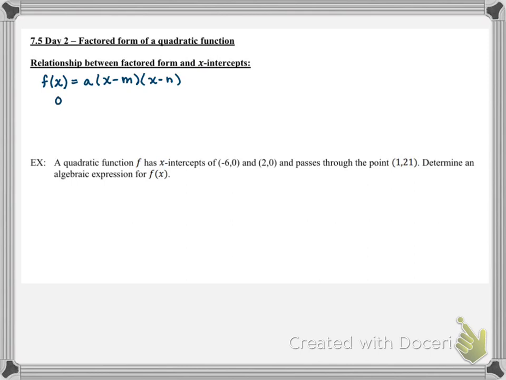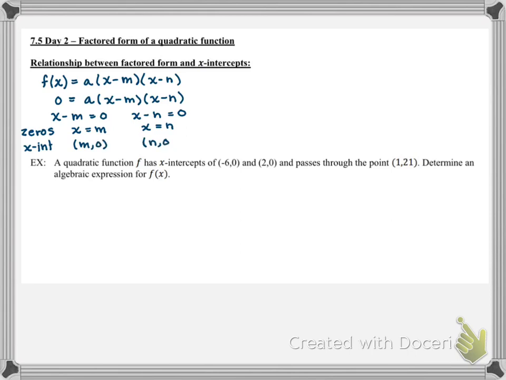equal to 0, right? So we have 0 equals a times x minus m times x minus n. And to solve, well, a can't be 0 because it's a constant. So we'll just set the other two factors equal to 0. And we get x equals m and x equals n, and those are our zeros. So the zeros of the function, and then that means our x-intercepts. So the zeros are just the x-coordinates of the x-intercepts, right? So our x-intercepts are (m, 0) and (n, 0).